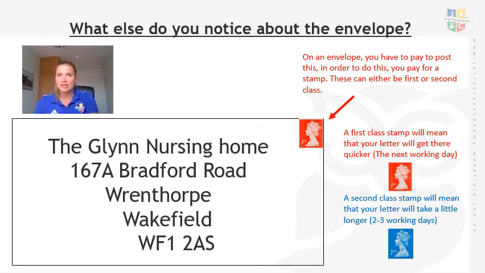So if you were to send it on Monday, it wouldn't get to the person you're sending it to till about Wednesday, Thursday time. Now when it gets to a weekend, if you send it on a Friday and it was taking 2 to 3 days, this would not include the weekend. It might include Saturday, but it would not include Sunday. So if you want it to get there in a specific time, this is when you decide whether you want a first class or a second class stamp.